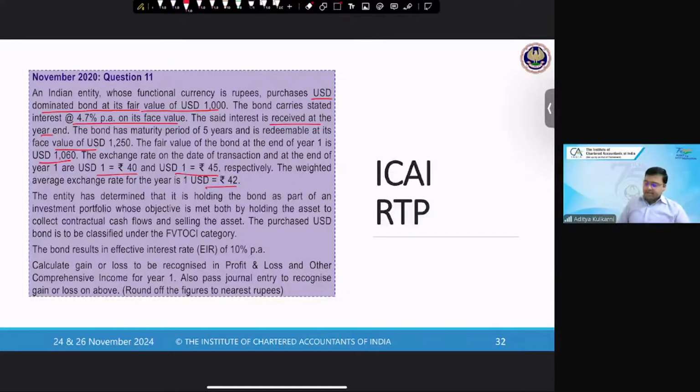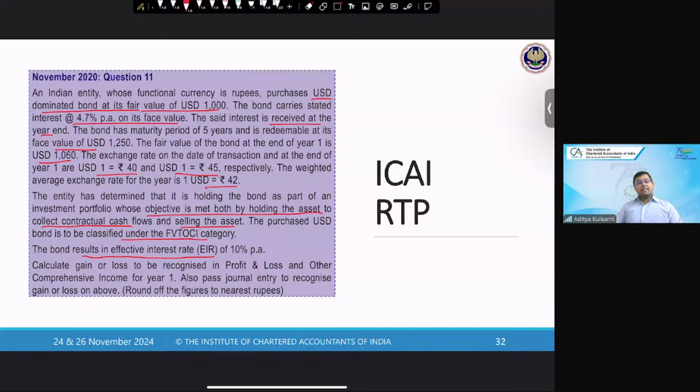The entity has determined that it is holding the bond as part of an investment portfolio whose objective is met both by holding the asset to collect contractual cash flows and selling the asset. The purchased USD bond is to be classified under the fair value through other comprehensive income category. The bond results in an effective interest rate of 10% per annum. Calculate the gain or loss to be recognized in the P&L and other comprehensive income for year 1. Also pass a journal entry to recognize the gain or loss. Round off the figures to the nearest rupees.